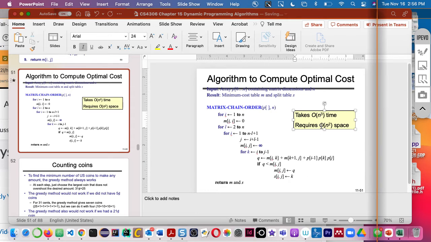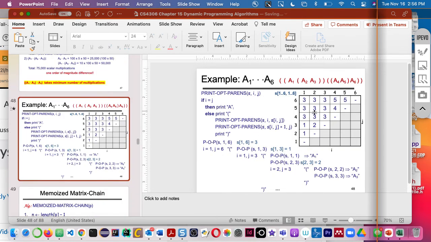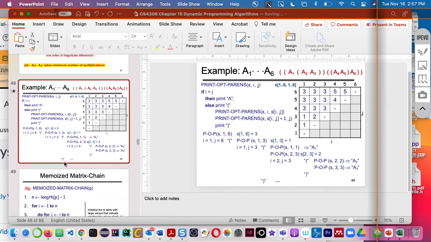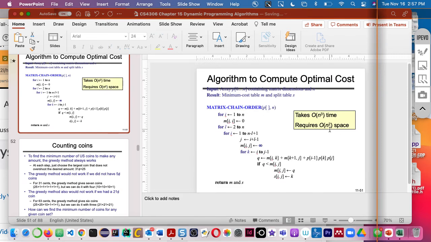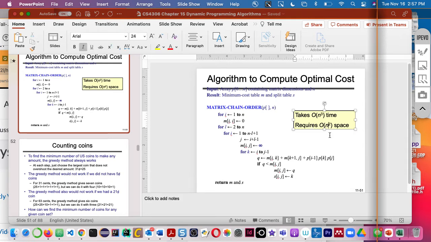But memory space will take two matrices. One matrix takes m times n, another matrix takes m times n. Although we are using only half of each matrix and keeping the other half unused, if m equals n, then in the worst case there will be 2n squared. Big O of 2n squared equals big O of n squared. So the space needed is for 2 matrices, and the time complexity is n cubed.